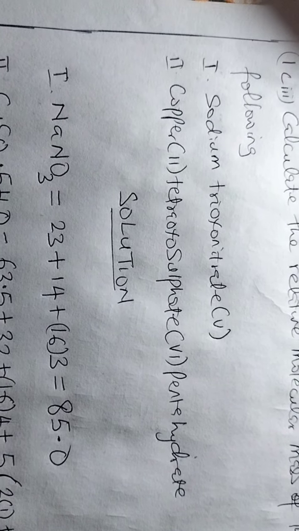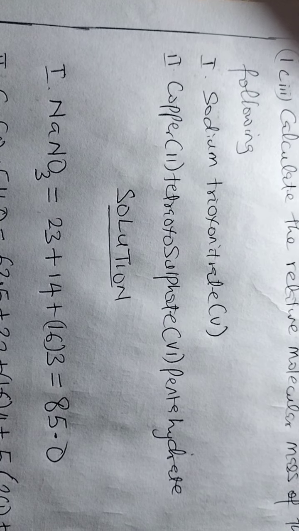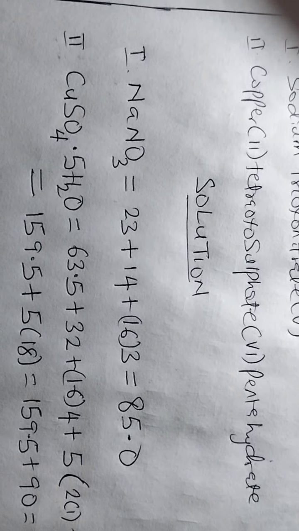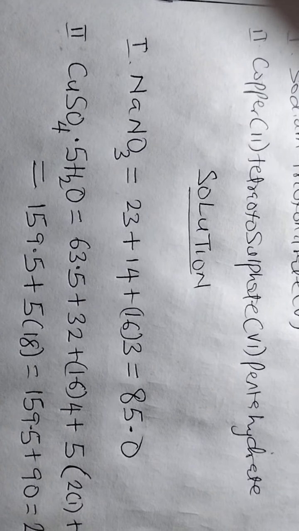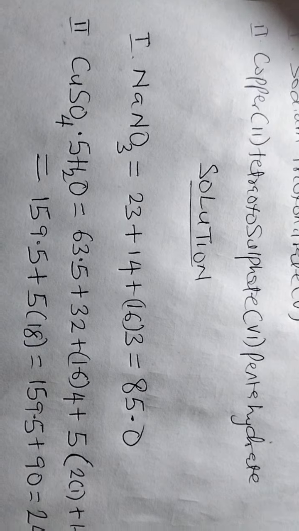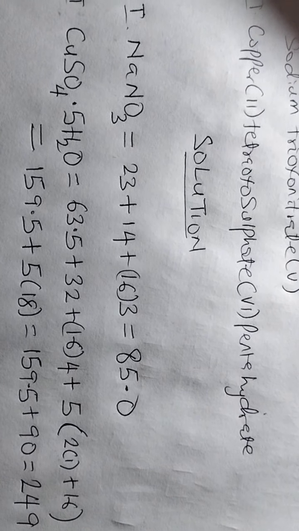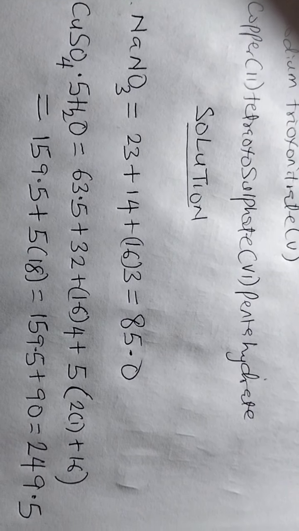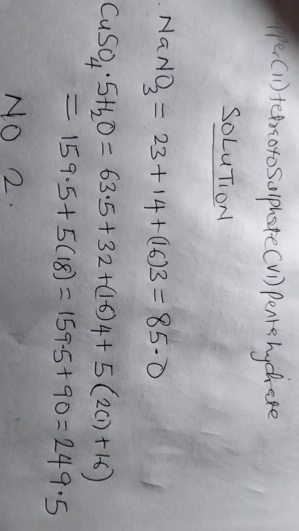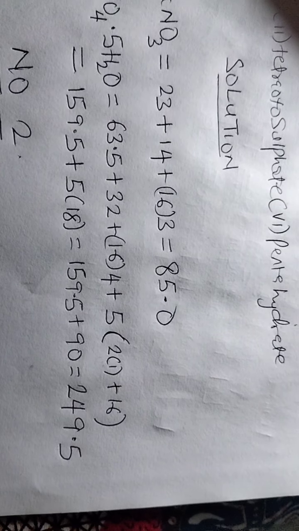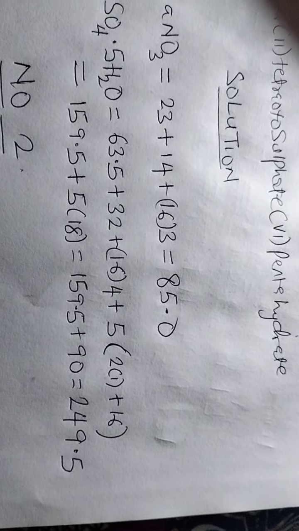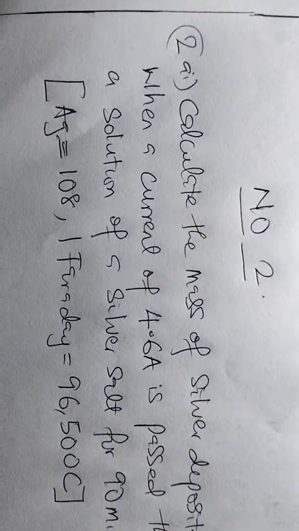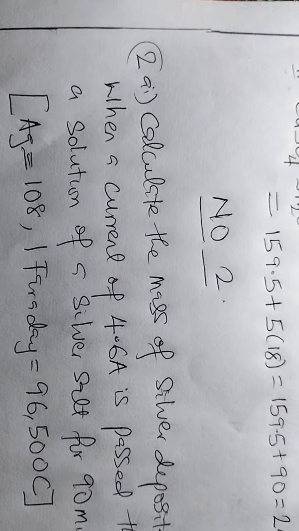The second question is copper(II) tetraoxosulfate(VI) pentahydrate. The formula is CuSO4.5H2O. Using the atomic mass of copper as 63.5, then sulfur 32, oxygen 16 times 4, plus 5 times (2 times 1 for hydrogen plus 16 for oxygen). Solving everything, we have 249.5 as the relative molecular mass of copper sulfate pentahydrate. Now we are done with number 1. We're going to number 2.